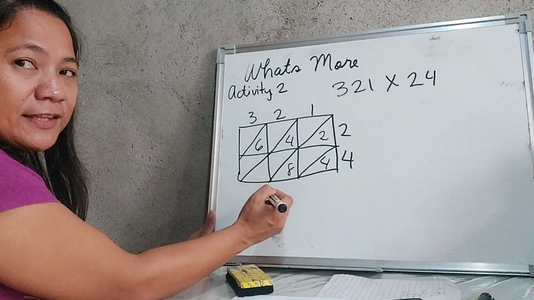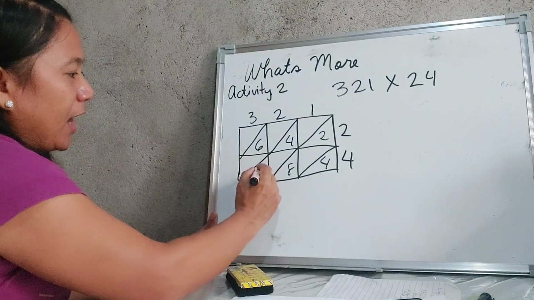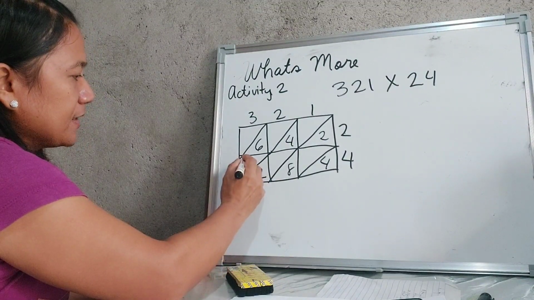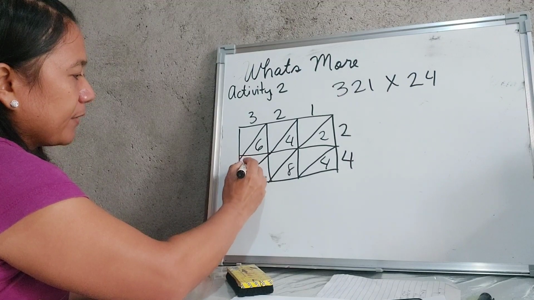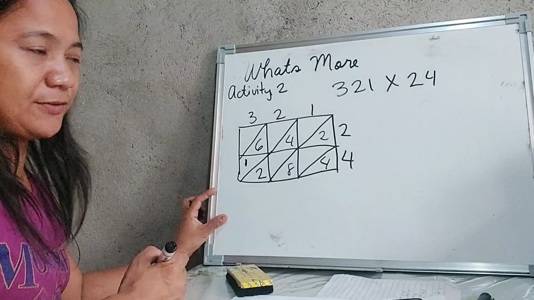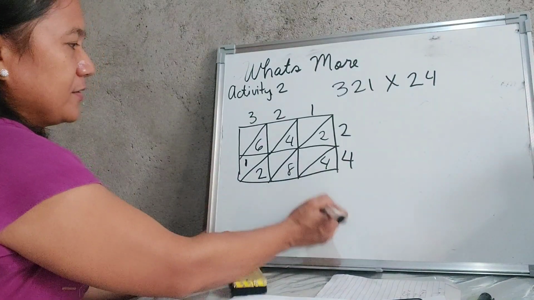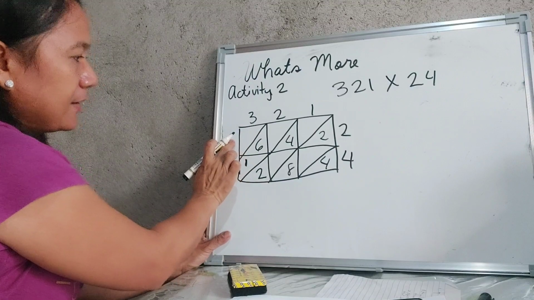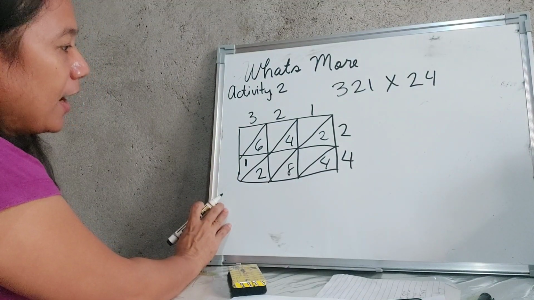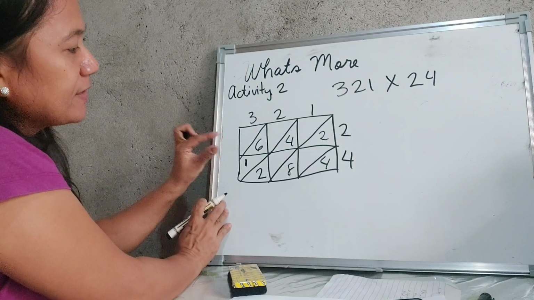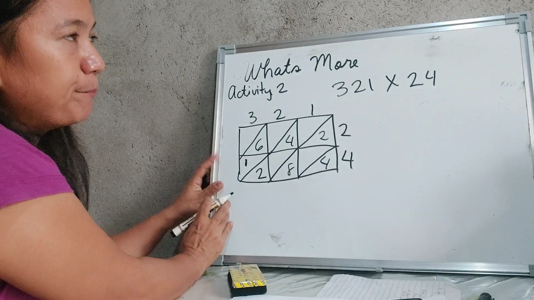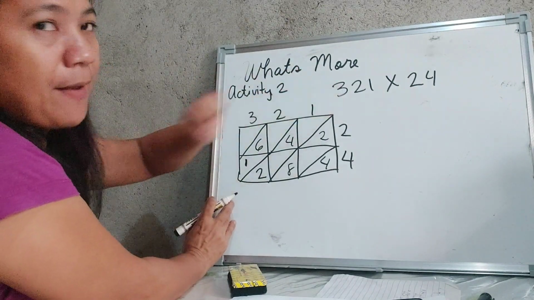So, paano natin isusulat yung 12? So, ang 1's value dito sa ibabang diagonal and the other one is doon sa another diagonal box na meron tayo. So, we already have the first and second partial product. All we have to do now is to add the first and second partial product so that we can come up with the final product of the given problem.